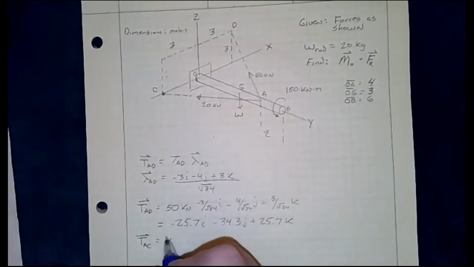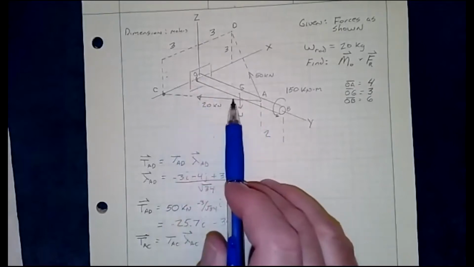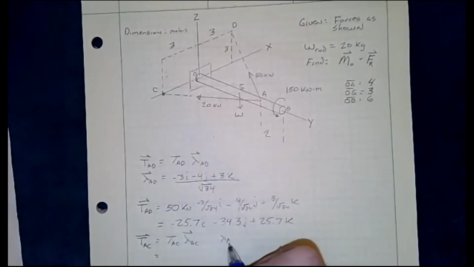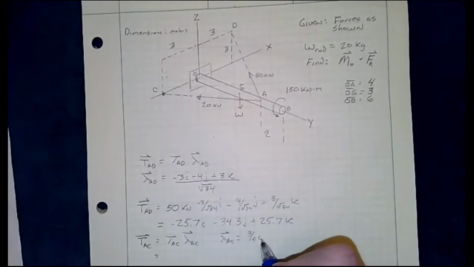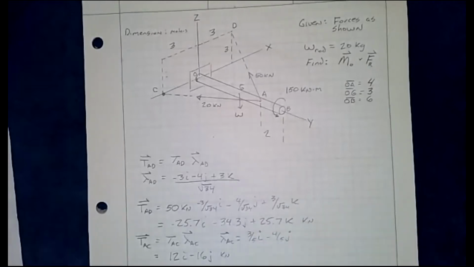So for TAC, we know it's just going to be the scalar AC times lambda AC. Now in this case, if we look at AC, we see that this is 4 and that's 3. So this is a 3, 4, 5 triangle. So I'm just going to go ahead and write what that is because I know you guys can do it. Lambda AC then is simply 3/5 I minus 4/5 J. So my value then for that becomes 12 I minus 16 J, and that's in kilonewtons. All right, that's pretty easy because that was just 20 times 3/5.